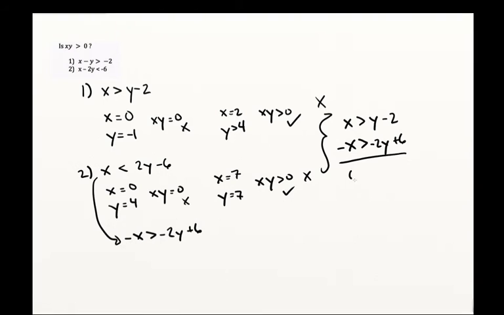So if I just add them, I get 0 is greater than minus y plus 4, or y is greater than 4, which of course implies, given statement 1, that x is greater than 2. And in this case, xy will always be larger than 0. So the answer is C.